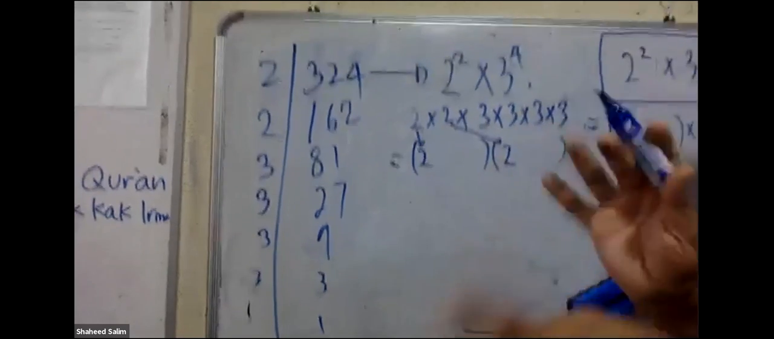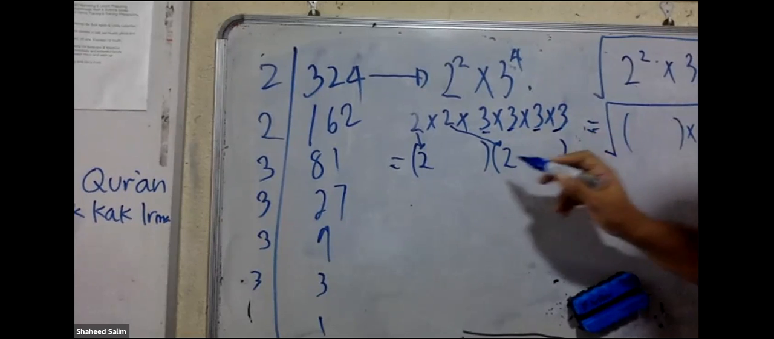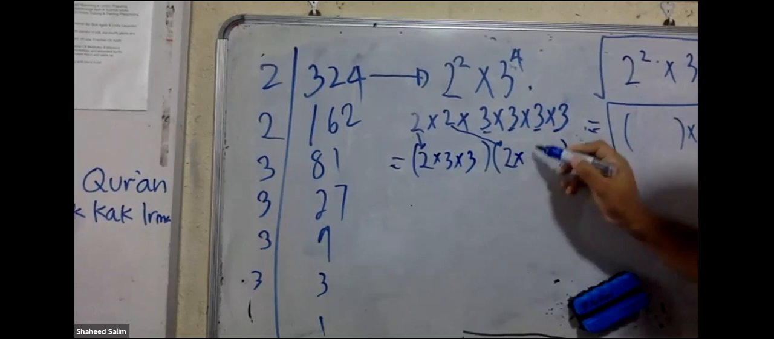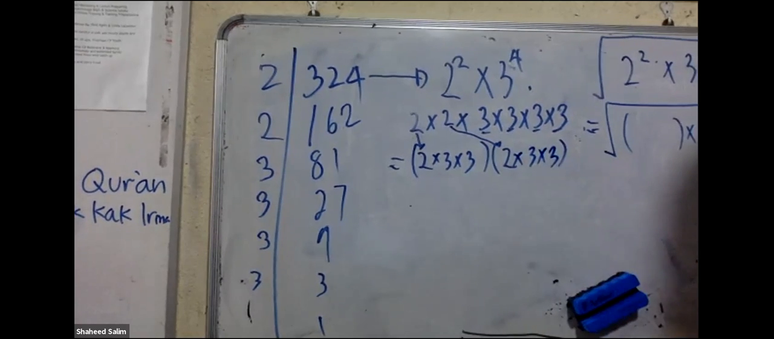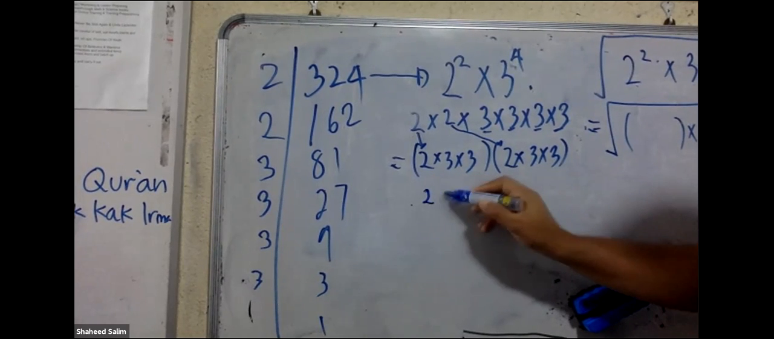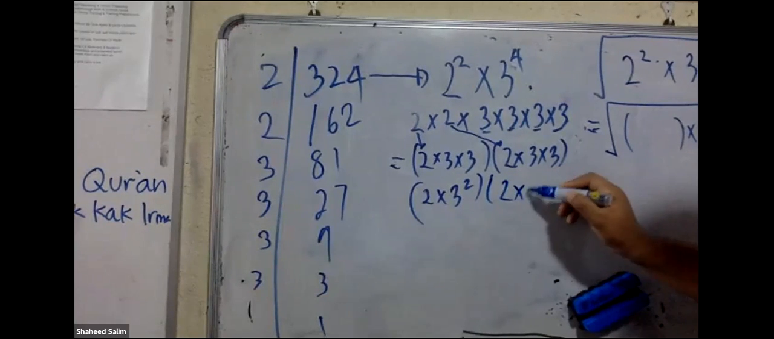Now no more 2 already. Then 3, I can see 2 3s, I can put 2 of the 3s here, and I can put the other 2 of the 3s here. Can see now? So this is 2 times 3 to the power of 2. 2 times 3 to the power of 2.